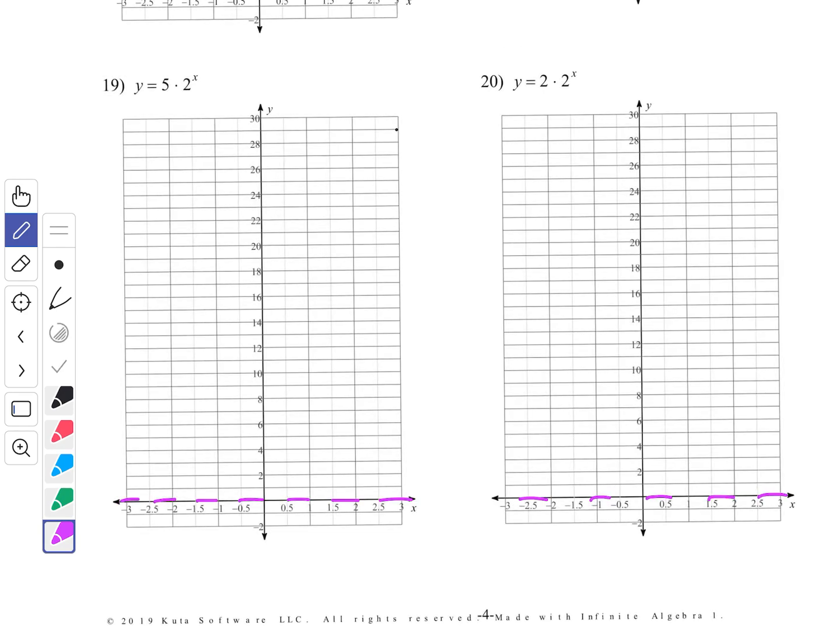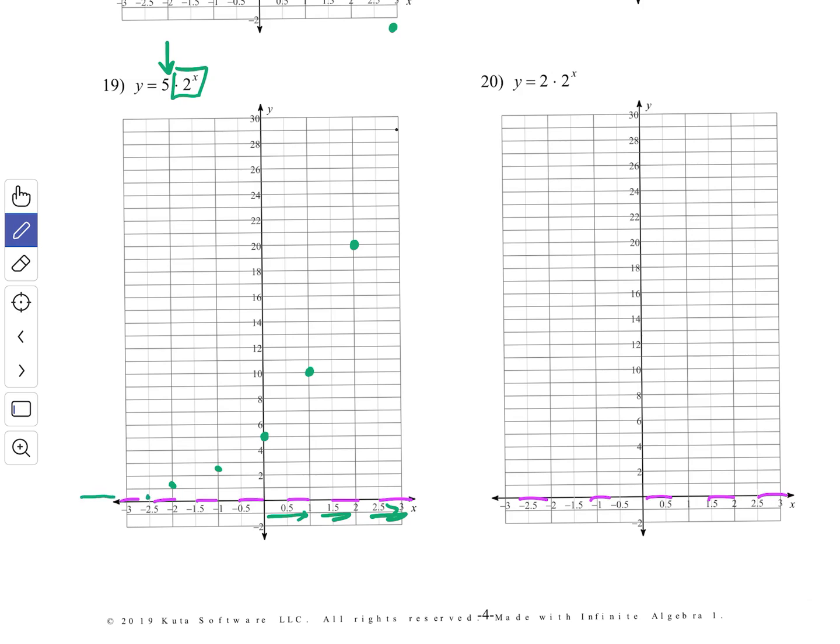Okay, so 19, we've got back up to green. So start number of 5, go to my y-axis, have 5, times by 2. So as I go to the right one, times by 2. To the right one, times by 2. To the right one, times by 2. As I go to the left, I think in terms of dividing. 5 divided by 2 is 2.5. Divided by 2 is like 1.2125. Okay, we can see it's just starting down here low, and it's going to shoot up here pretty quick.